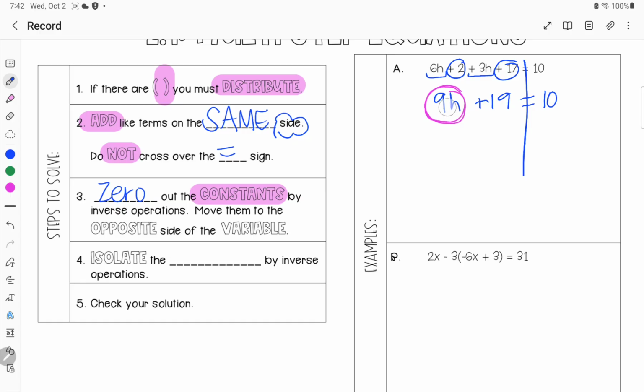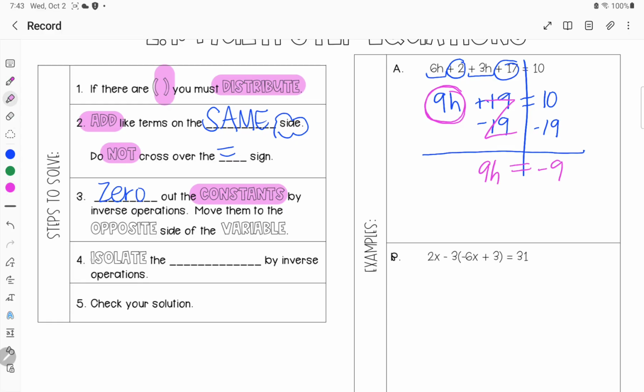Right now, and most of you are getting this, I'm going to leave the 9h here. This is stuck. That's why I circled it. Now I'm going to subtract 19 from this side, and I'm going to subtract 19 from this side. This keeps it balanced. If I do it to this side, I have to do it to this side. So this becomes 0, this becomes 9h on this side, and then 10 minus 19, or 10 plus a negative 19, either way gives me negative 9.